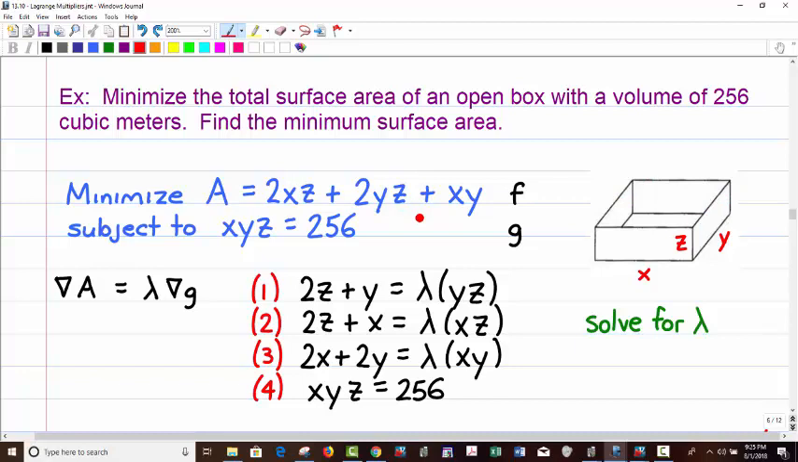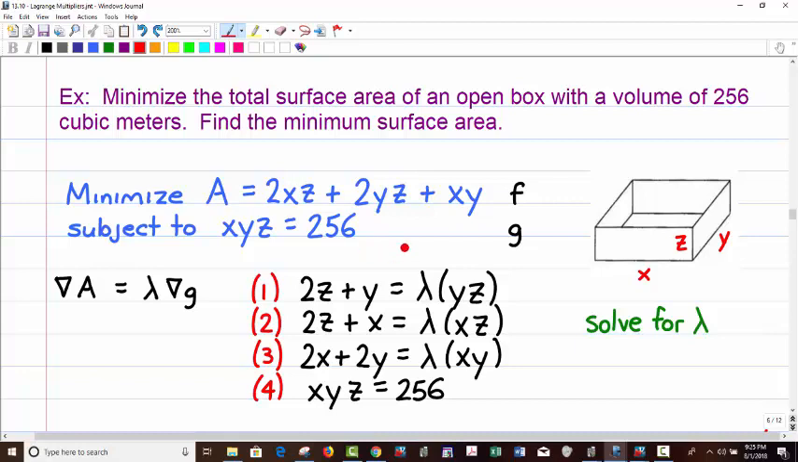All right. And then here's our constraint. The volume, which is not affected by the open top, would be x times y times z equals 256. That's our constraint.